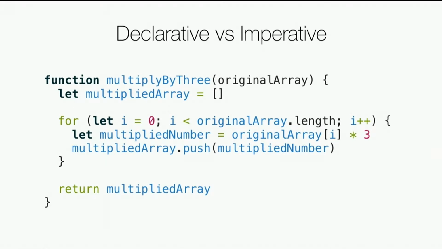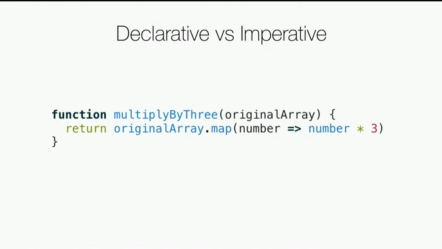So if we just read through here, we start out in the function. Like, hey, I'm going to initialize a variable that I'm calling multiplied array. I'm going to set that to an empty array. And then I'm going to do a loop. I'm going to initialize another counter variable. I'm going to do this for as long as we're less than the original array length. And we're going to increment that every time. Then I'm going to make another variable, which we're going to set equal to whatever value is at the original index multiplied by 3. And then I'm going to push that value onto the array. And then finally, I'm going to return the array.